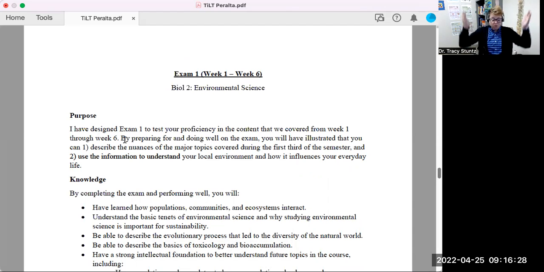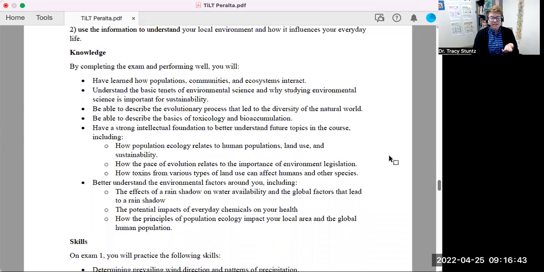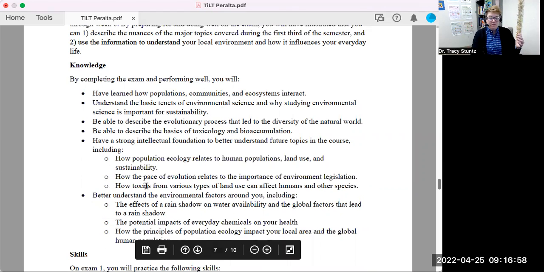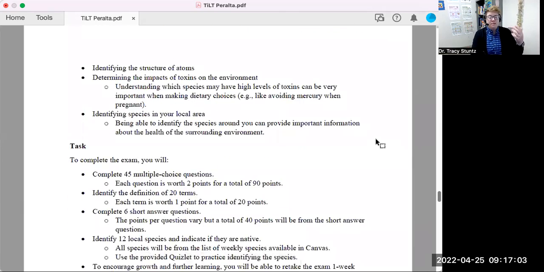So now the students know what pieces of the class they're going to be tested on. By preparing for the exam, you're doing things that are going to help us later on in our class. This faculty member included knowledge and skills. You can do, again, it's either or. If you want to include a lot, you can include a lot, but it doesn't have to be this much. But here's all the things that the students are going to be able to do by doing the exam, and then the skills that they're going to be practicing.